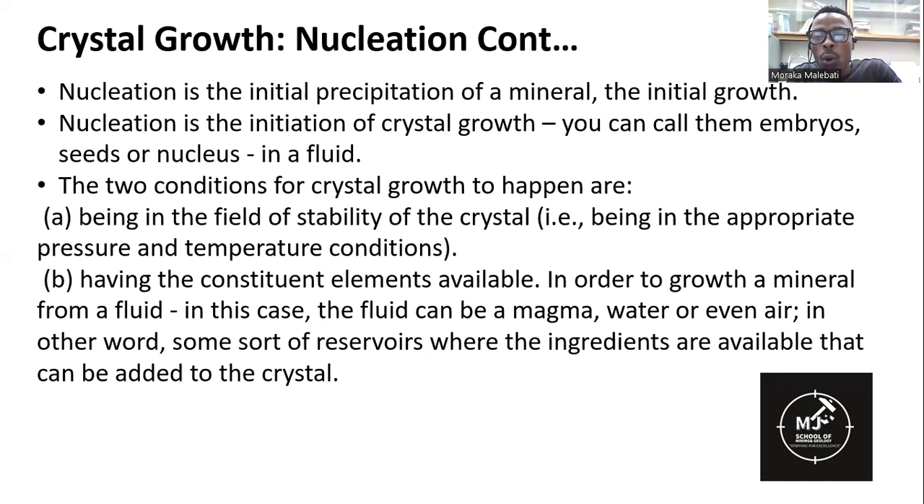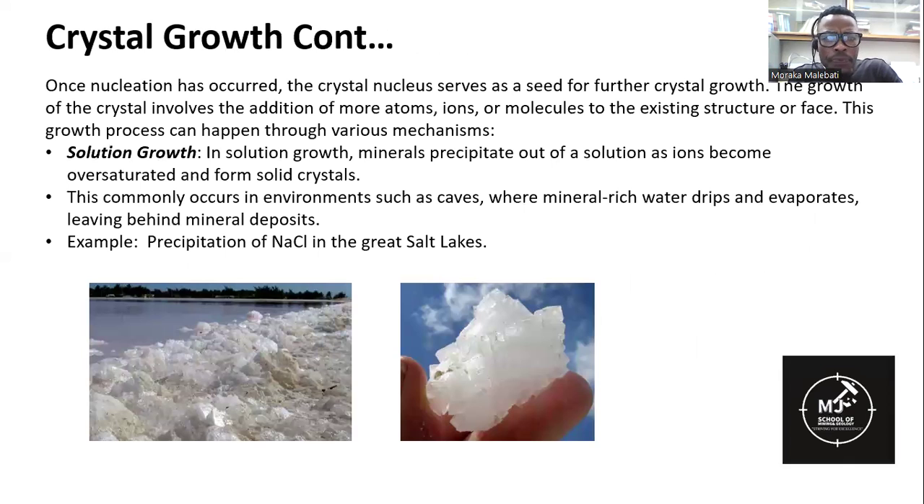So in order to grow a mineral from a fluid, the fluid can be magma, water, or even air. In other words, some sort of reservoir where the ingredients are available that can be added to the crystal. We need the favorable conditions, and of course, the constituents must be the right ones for the formation of that specific crystal. Okay. Now, you can have what you call the solution growth, or what you call the solid growth.